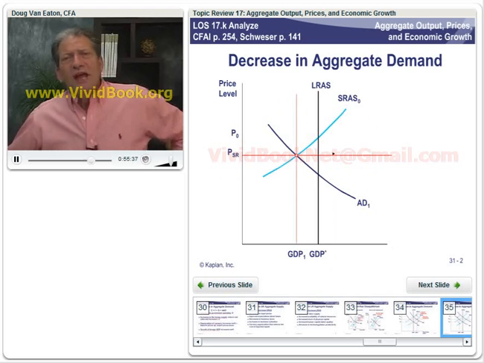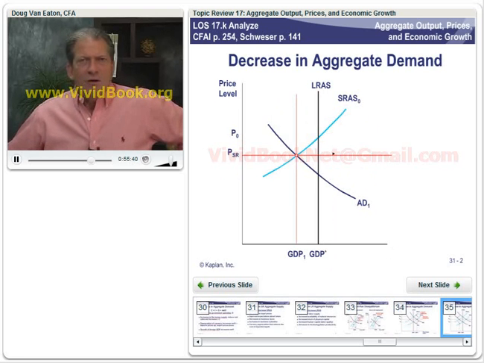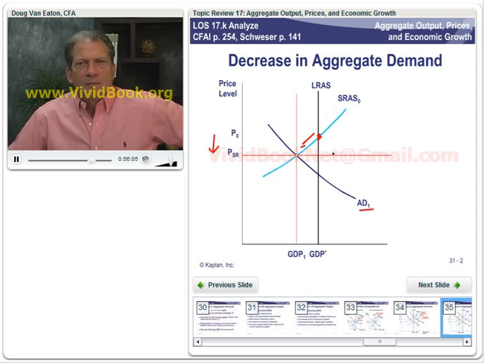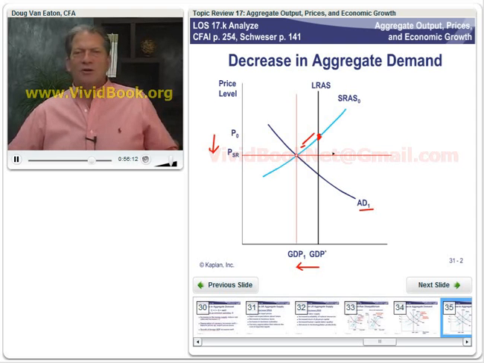What happens if aggregate demand decreases? Well, remember the story of the classical economists: whatever the reason for this decrease in aggregate demand, this puts downward pressure on prices. So initially our move from here to here decreases the price level in the short run and decreases GDP in the short run. And now we're going to get a similar effect in the long run.